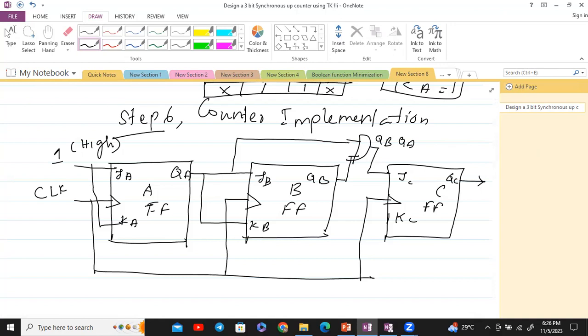So far, these are the 6 steps: number of flip-flops, type of flip-flop, step 2, excitation table of the flip-flop, step 3, state diagram and the number of states, step 4 is transition table, step 5 is K map simplification, and the 6th one is the counter implementation. Hope you have understood this. Thank you.